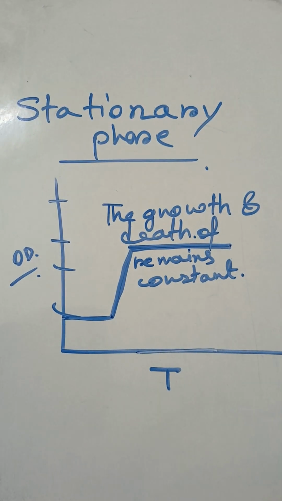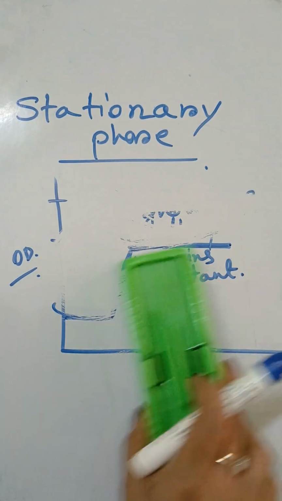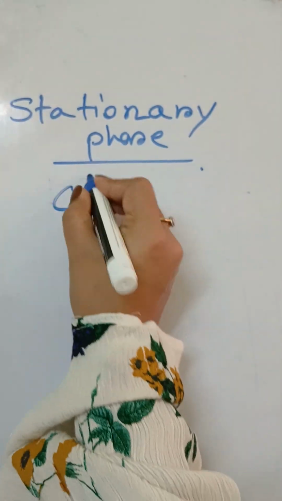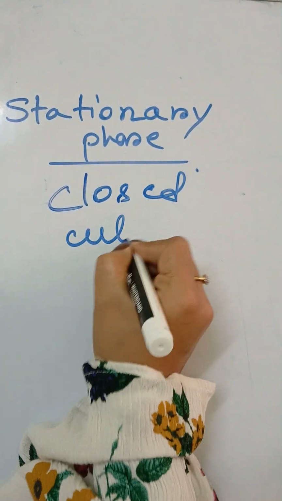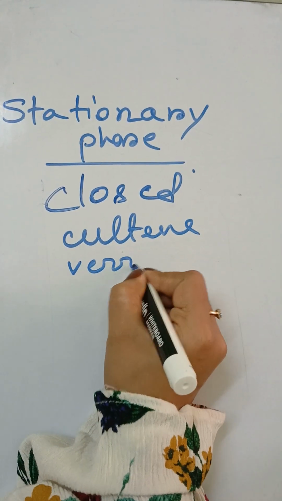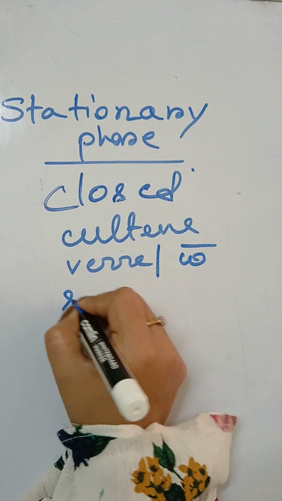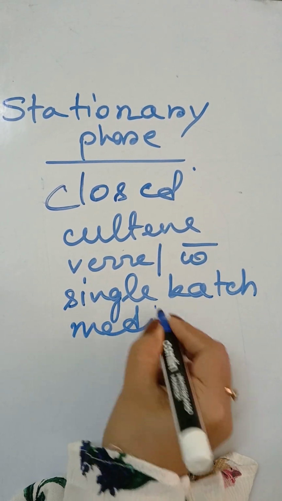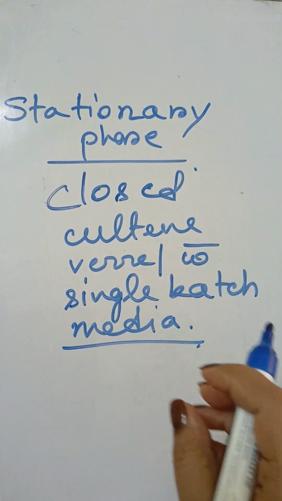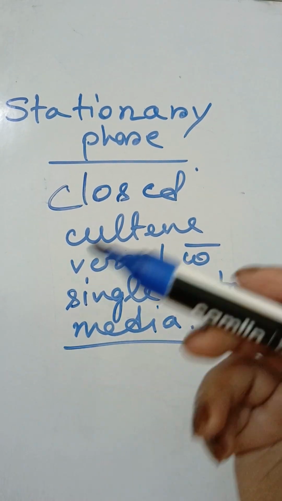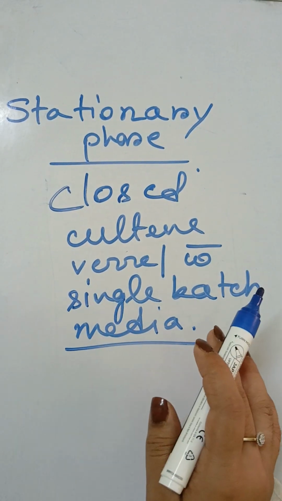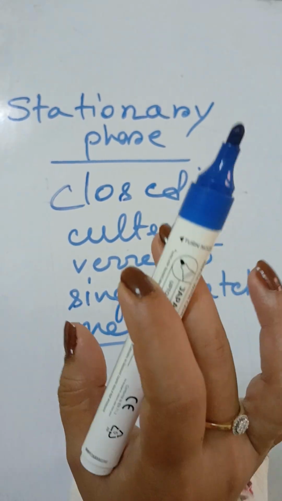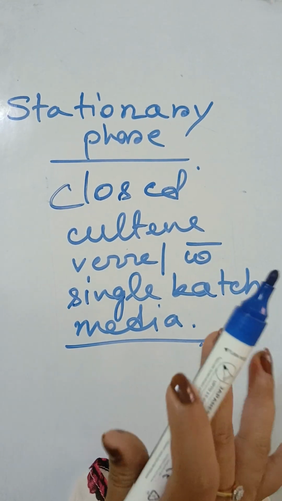Why am I saying this? Because in case of a batch culture, remember one thing, batch culture means a closed culture vessel with a single batch of media. So we cannot add extra media once the cells attain the stationary phase. It's not like that. At the initial phase, we make the media and then add the bacterial culture into that for their growth.